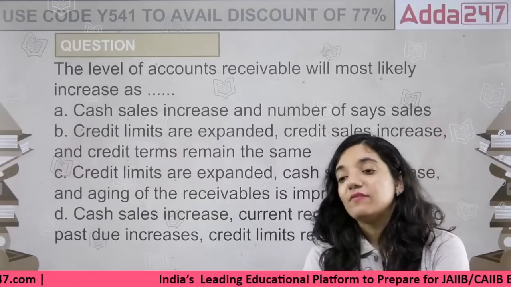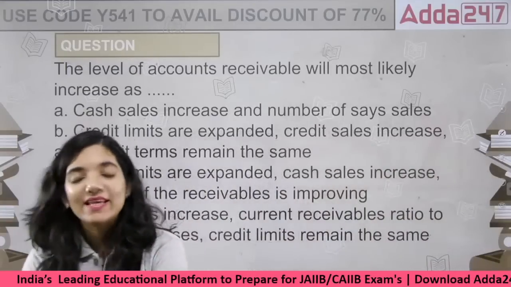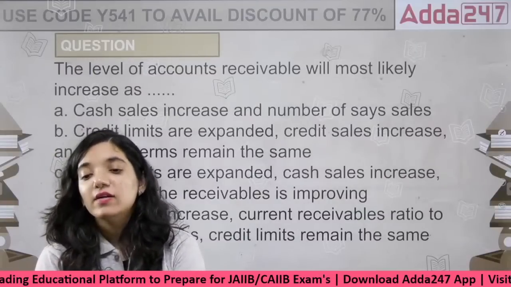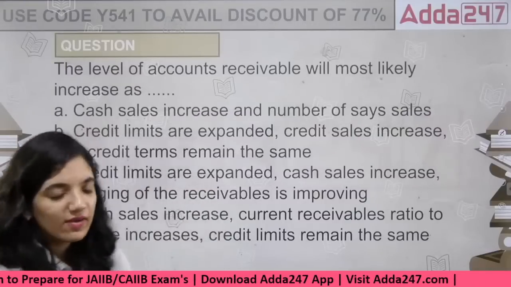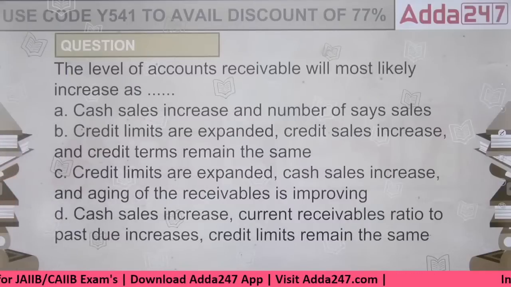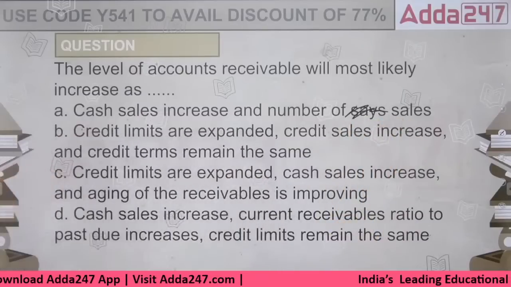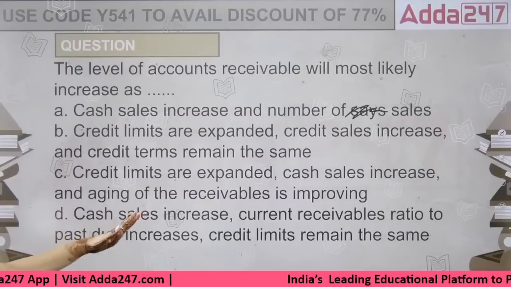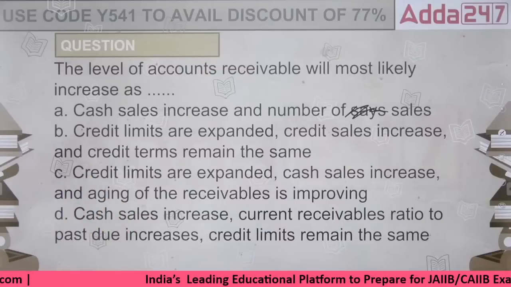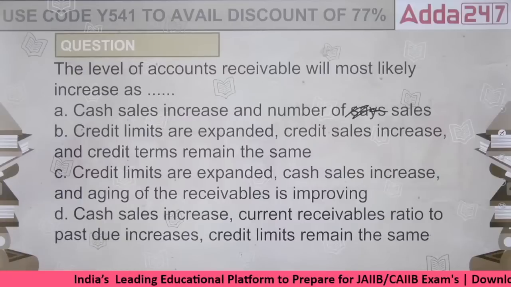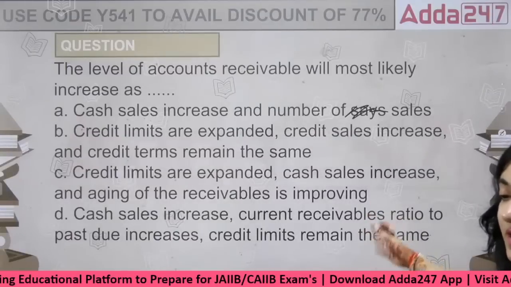The next point: the level of accounts receivable will most likely increase as. How will the accounts receivable increase? Is it by cash sales increase, a number of sales, then we have cash sales increase, and then we have the number of credit limits are expanded, credit sales increase, and credit terms remain the same. Credit limits are expanded, cash sales increase, and aging of the receivables is improving. Aging means how much time they take to pay us. And then cash sales increase, the current receivables ratio to past due increases, and the credit limit remains the same.